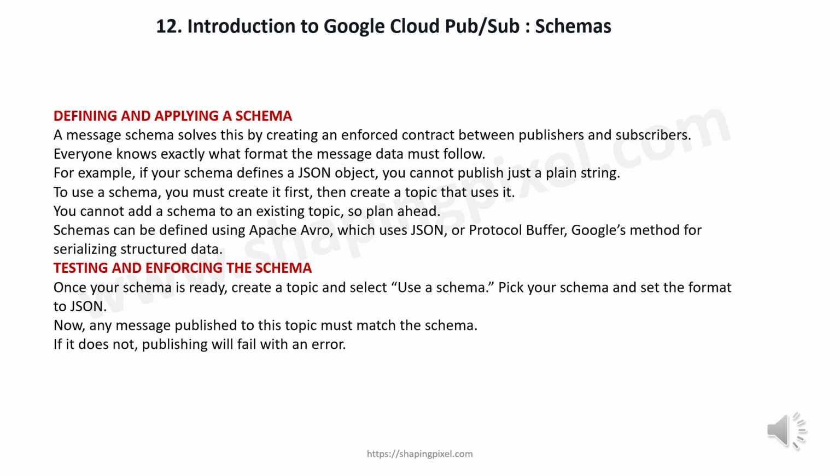Schemas can be defined using Apache Avro, which uses JSON, or Protocol Buffer, Google's method for serializing structured data. Once your schema is ready, create a topic and select Use a Schema. Pick your schema and set the format to JSON. Now, any message published to this topic must match the schema. If it does not, publishing will fail with an error.